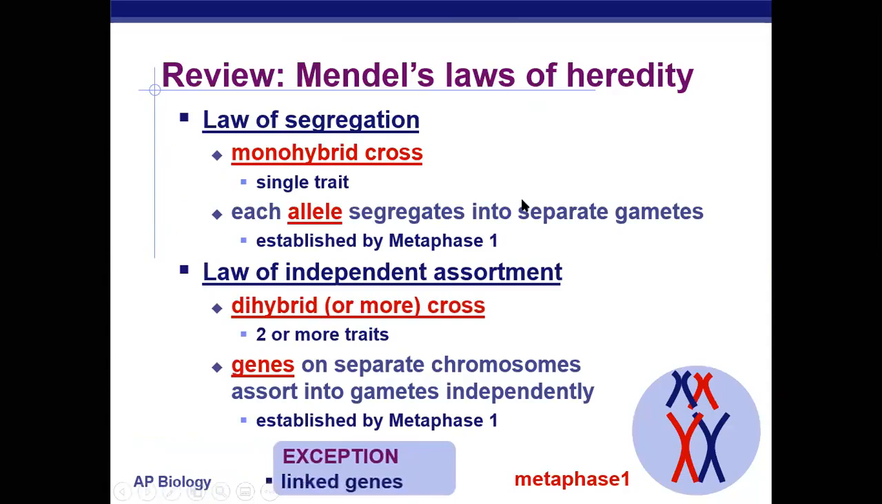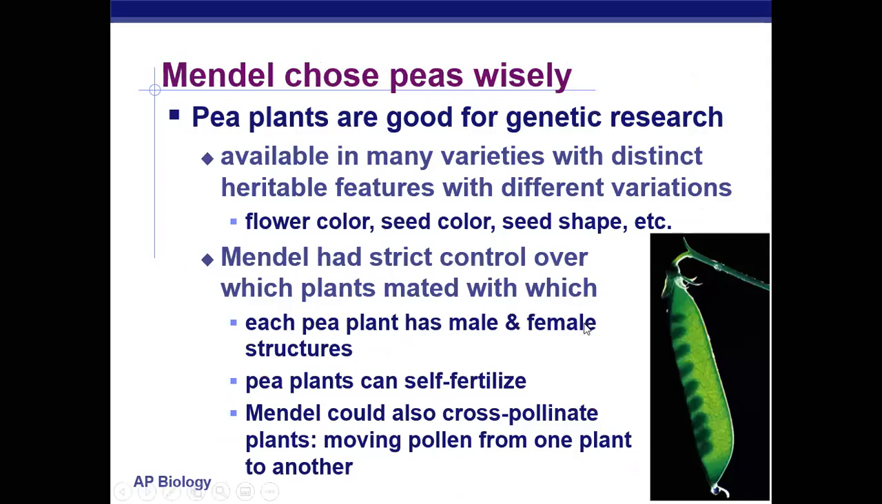Okay, so, right. Law of segregation is best shown as a monohybrid cross when we are looking for a single trait. Each allele separates into separate gametes, and they are randomly separated into separate gametes. This is established by metaphase 1. The law of independent assortment deals more if you are looking at 2 or more traits. The genes on separate chromosomes assort into gametes independently, and that is established by metaphase 1 as well. The only exception of that is linked genes, which is not something we're really going to be concerned about right now.